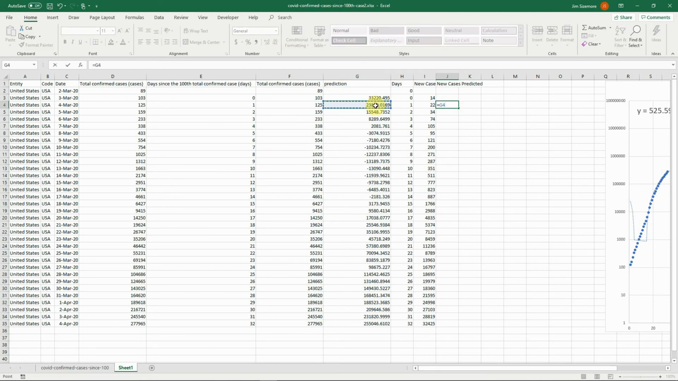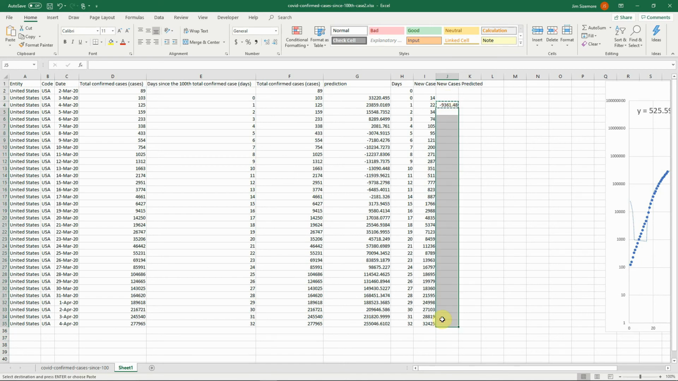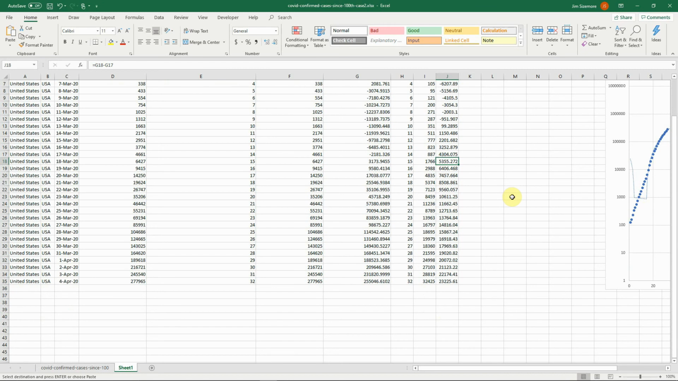So the predicted new cases, so this is the predicted total. We got to subtract the 2 days totals to get the predicted new cases. And of course the prediction's negative, which is kind of crazy. There. It starts looking more reasonable about the 11th day, 10th or 11th. And it looks best after about the 15th. So let's use 15th as a starting point.